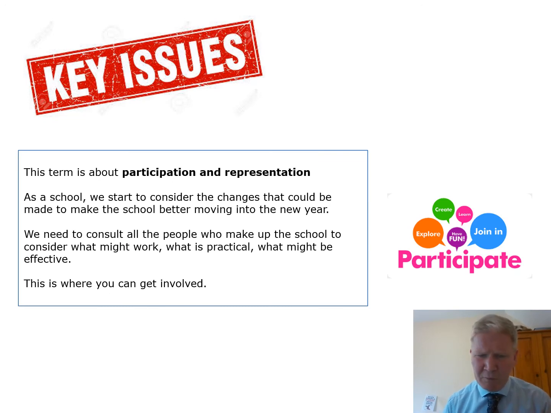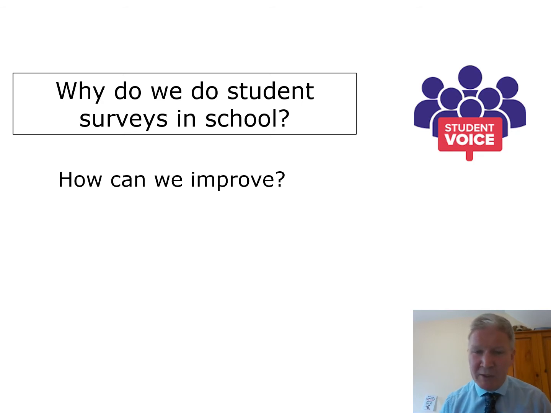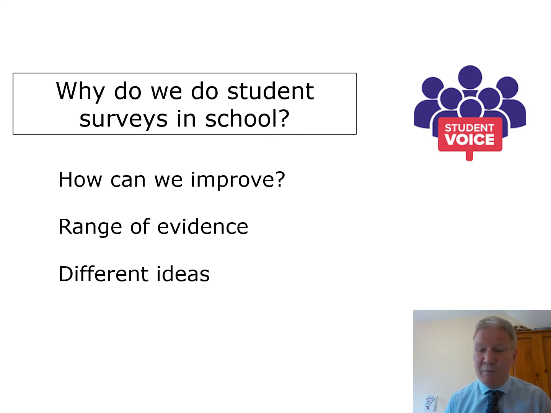In this school, we want to start considering changes, and therefore we go through the process of consultation. What's practical, what might be effective, and therefore we're thinking about how you can get involved as students. One way is going through student surveys, where we ask the questions about how we can improve things within school. We get a range of evidence back. That might be the statistical evidence from the surveys, but we might talk to students as well. And then finally, we may have some different ideas, maybe things we didn't think about in the first place, and it'll help to shape the way we move forward.